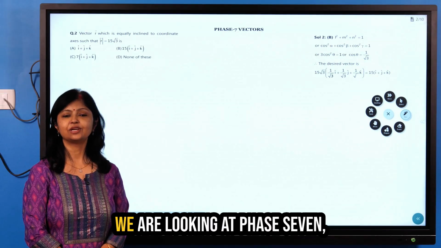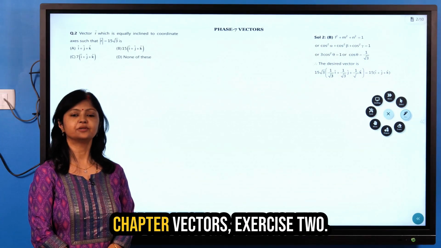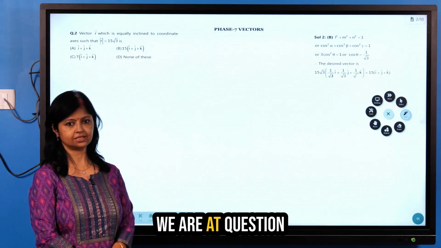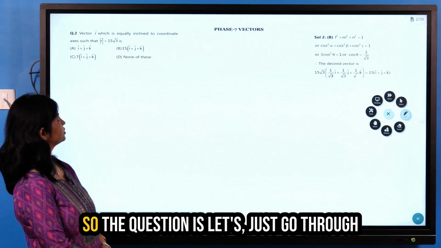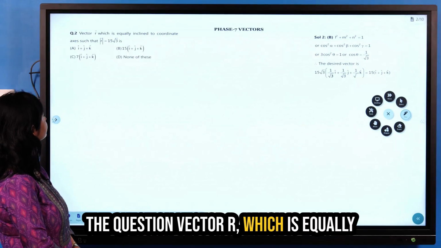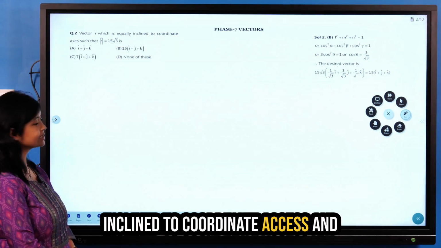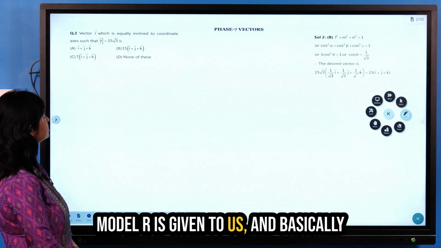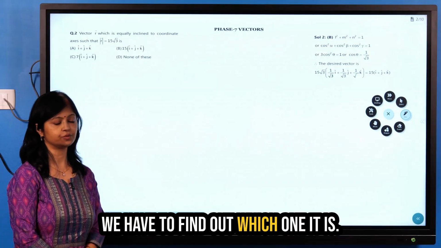Hello everyone. We are looking at phase 7, chapter vectors, exercise 2. We are at question number 2 right now. So the question is, let's just go through the question. Vector R, which is equally inclined to the coordinate axes, and the mod of R is given to us. And basically we have to find out which one it is.